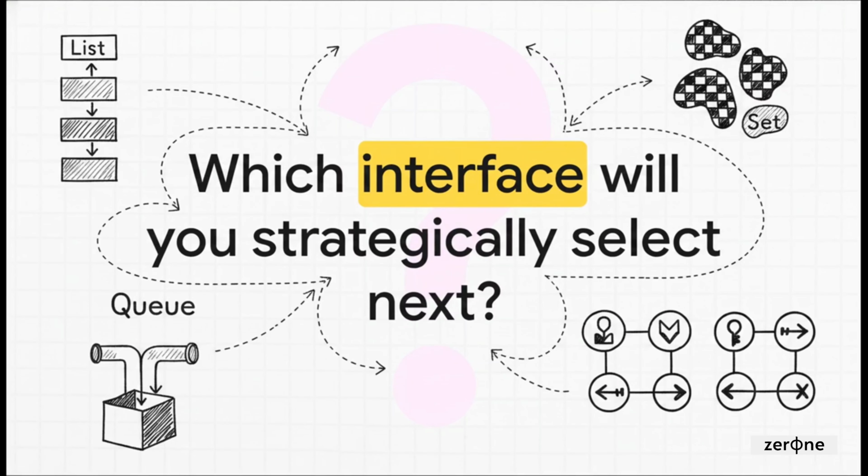Well, we have thoroughly explored the lengths and depths of the Java Collections Framework today. You now have the mental scaffolding in place. Lists for ordered sequences, sets for strict uniqueness, queues for line processing, and maps for key-value associations. The theory is locked in. The real question now is, when faced with your next complex coding problem, which specific interface are you going to strategically select to build your dynamic application?